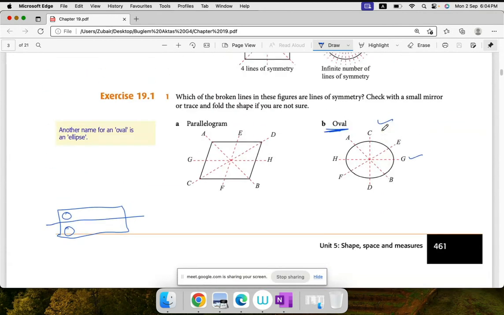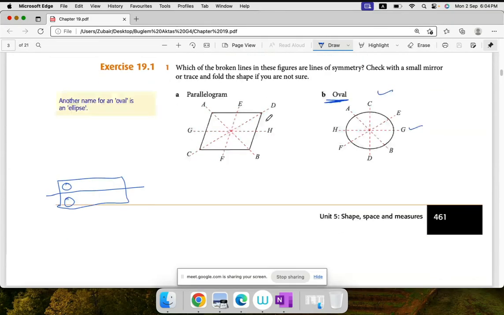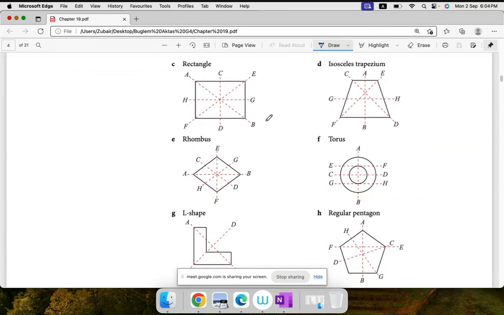Okay, what was the main question? Which of the broken lines of the figure is a line of symmetry? Rectangle. Which one is the line of symmetry? CD and EF. Correct. CD, HG.